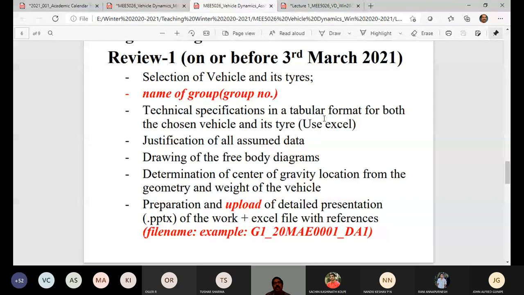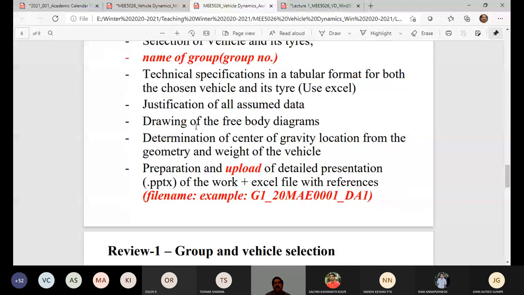You have to refer to the chosen vehicle's website and the vehicle guidebook, which is the service book given to the customer. There is no limitation on collecting information on a vehicle, and you have to put all the information in an Excel sheet. You should have that in hand. And in case you do not get any data, you should assume that data.